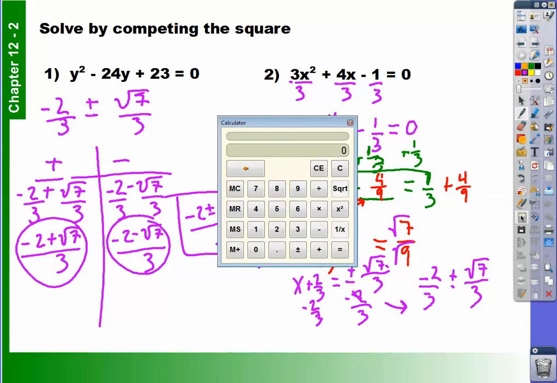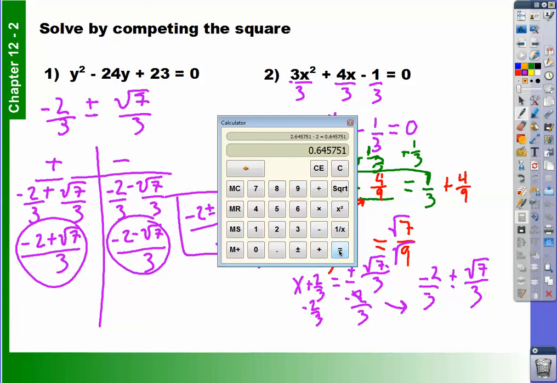But wait, there's still more. In the belief that we should be thorough, let's also find the decimal approximation for these answers. It's not too hard. That's when you pull out your calculator. So we need to know what the square root of 7 is. So we go 7 square root, and this is the positive. So then I'm going to add to it negative 2. Adding negative 2 is the same as subtracting 2, right? So I'm going to subtract 2.